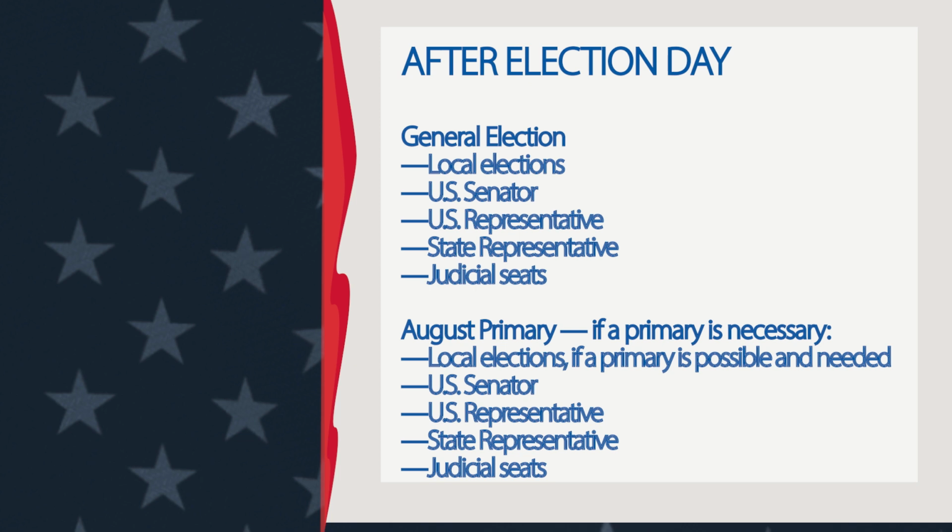So then what would be on the August ballot? If a primary is necessary: local elections, if a primary is possible, U.S. Senator, U.S. Representative, State Representative, and judicial seats.